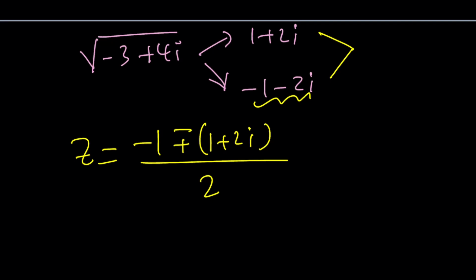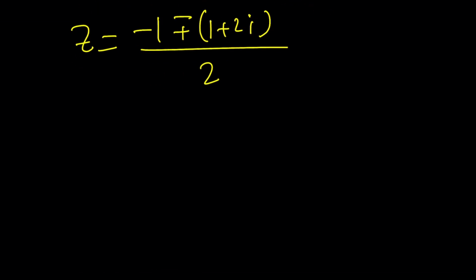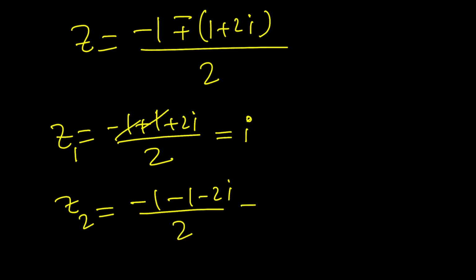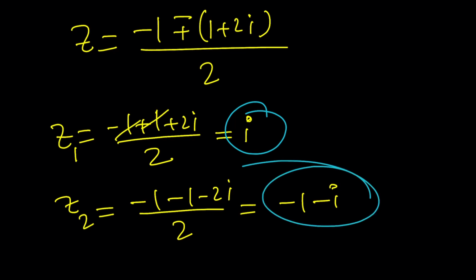So what am I going to do next? Simplify this, of course. Let's go ahead and go with the plus sign first. We can just ignore the parentheses. -1 and 1 cancel out, leaving us with i. And then the second solution, maybe I'll call this z sub 1, and z sub 2 is going to be -1 minus 1 minus 2i divided by 2. It's going to be -1 minus i. So those are going to be the solutions for my quadratic equation.